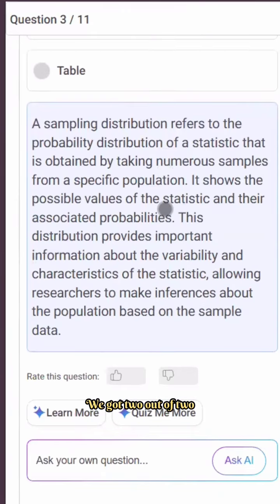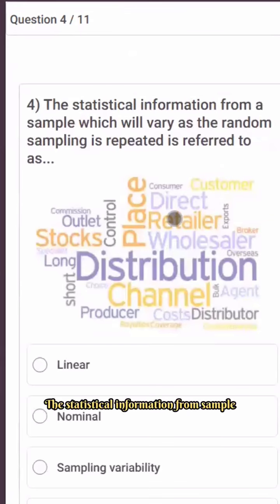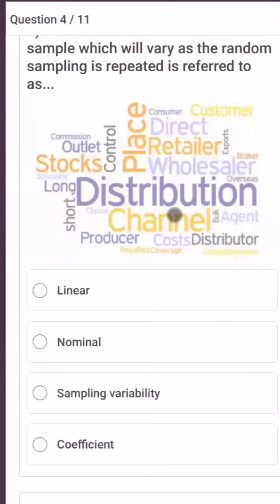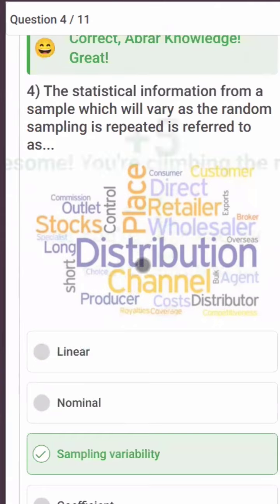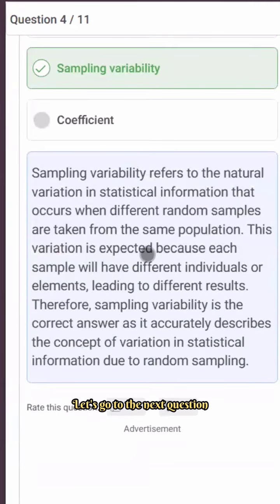We got 2 out of 2, and it has a little bit of definitions there. The statistical information from a sample, which will vary as random sampling is repeated, is referred to as sampling variability. You always change the samples in order to get the right answer. So this is the one. Let's go to the next question.